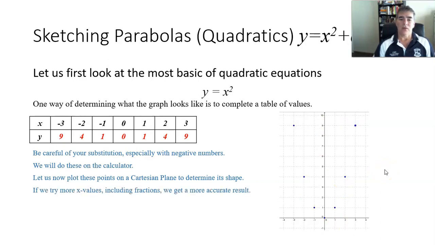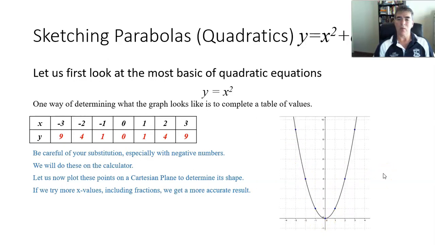And what we're going to do is try and make it a little bit more accurate and plot in some points that are in between, and then join all of those up, and what we get is a parabola that looks like that. So that's something that we've done before.